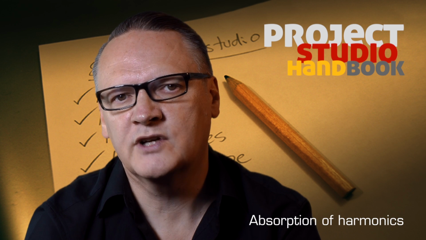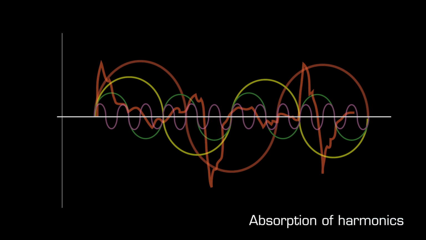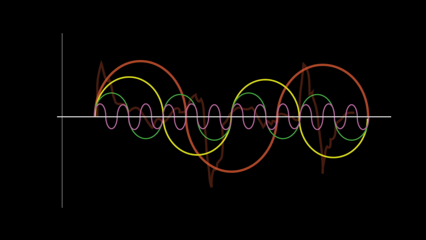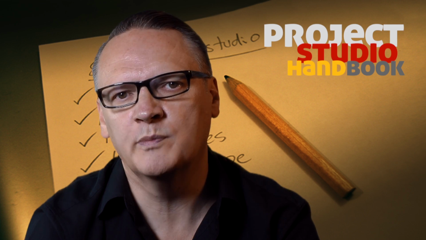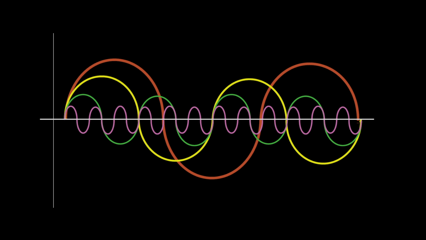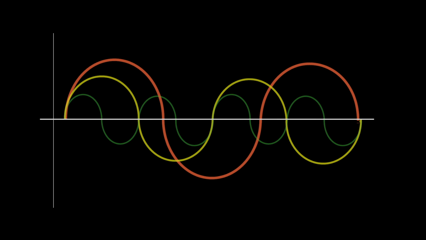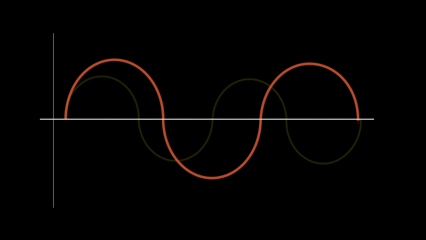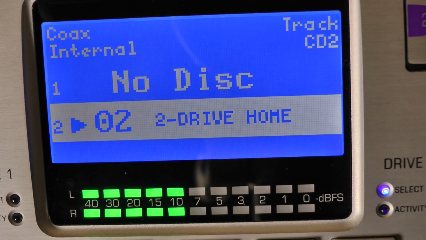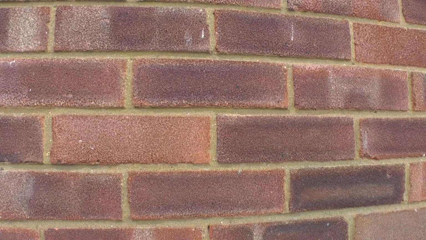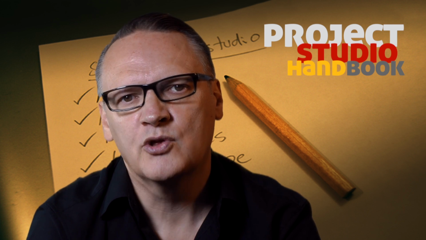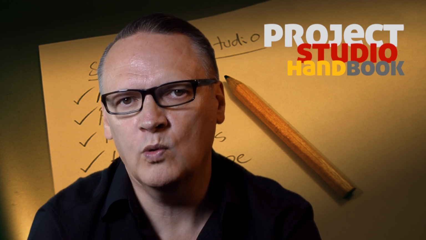If a sound wave contains multiple harmonics at different frequencies, such as in a completed mix, not all of those harmonics will be absorbed at the same rate. Higher frequencies with their shorter wavelengths are absorbed faster than lower frequencies. This explains why we hear only the lower mid and bass frequencies of a completed mix through a barrier such as a wall.